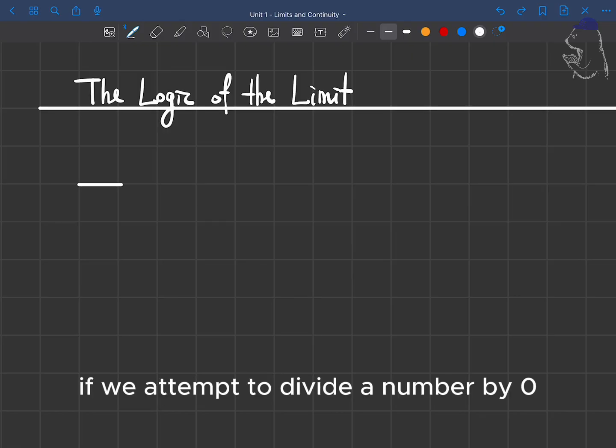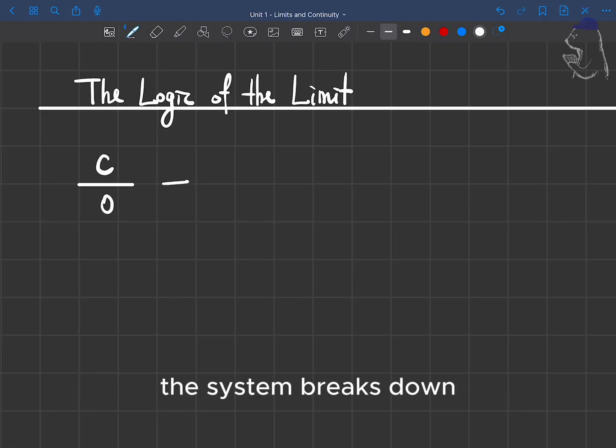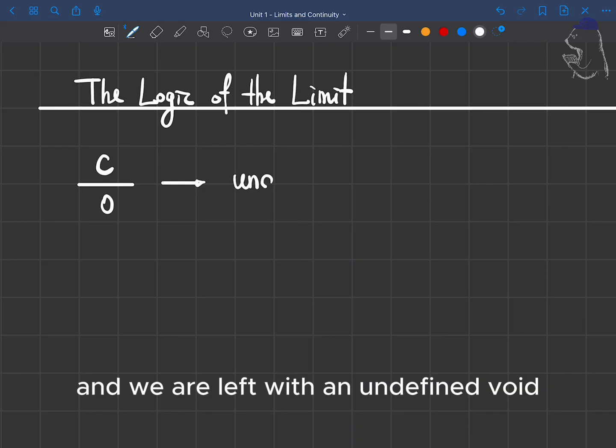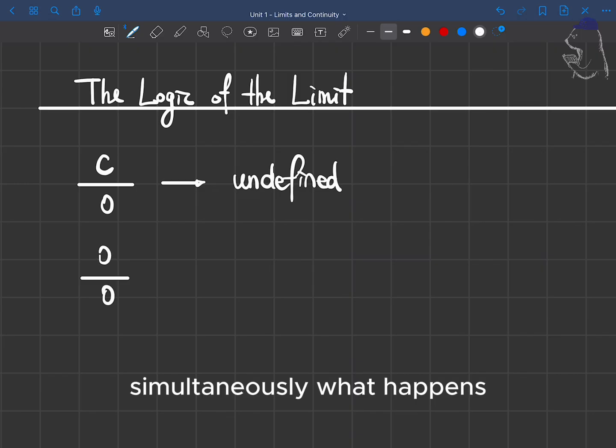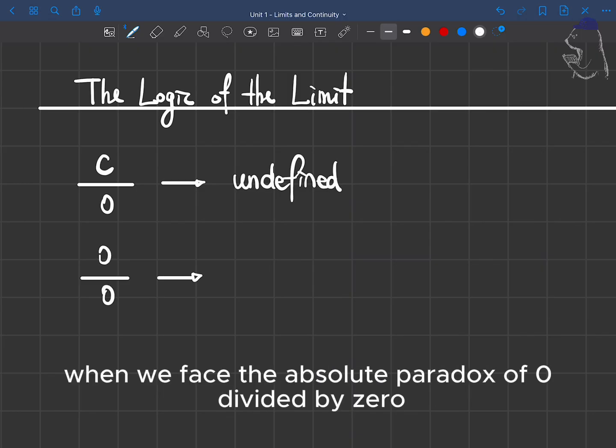What happens when we ask mathematics to evaluate something that, by definition, does not exist? If we attempt to divide a number by 0, the system breaks down, and we are left with an undefined void. But what if both the numerator and the denominator vanish simultaneously? What happens when we face the absolute paradox of 0 divided by 0?